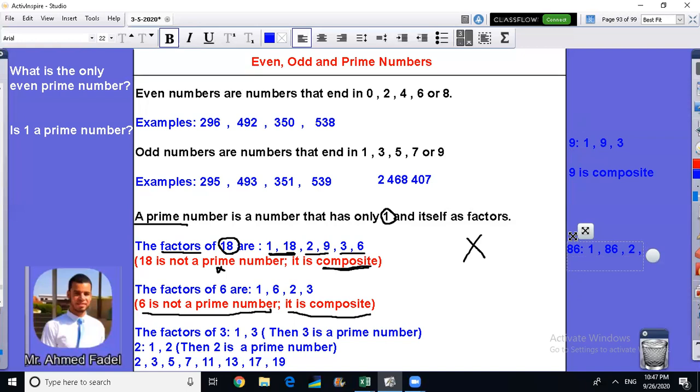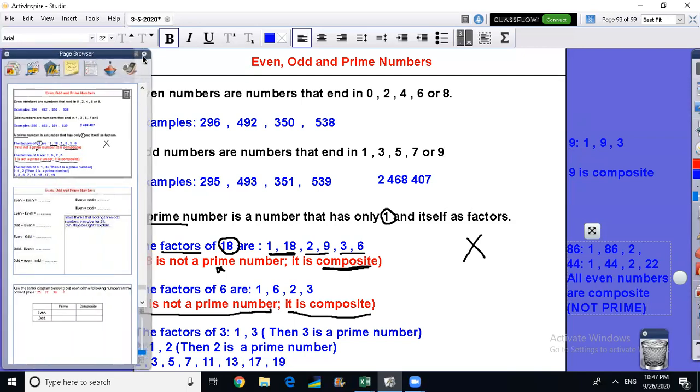Any even number in the world, like for example 44. There are other factors, but it's an even number, so 2 is one of the factors. 2 and 22. 2 multiplied by 22 is 44. So all even numbers are composite, which means not prime. All the even numbers except one even number which is not composite.